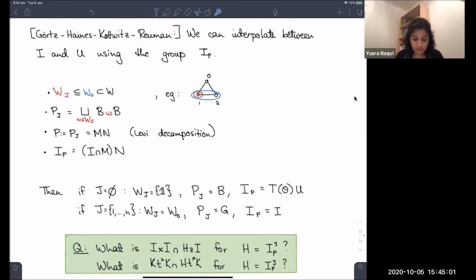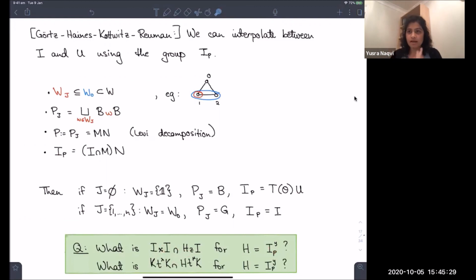But really, I want to reformulate my question in asking about what these things look like, where H is this IP, these kinds of in-between sets between I and U, and also I want to be able to conjugate them by Y. So remember that that superscript Y meant conjugating by Y. So these are the kinds of intersections that I want to ask about.